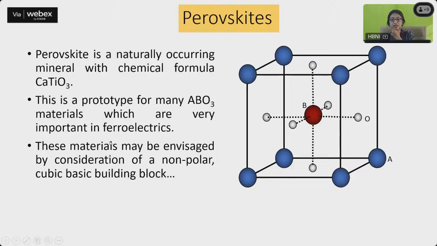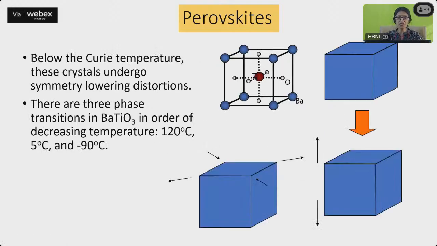So perovskite is one of the prime examples of ferroelectric material. Perovskite is a naturally occurring mineral with the formula CaTiO3, which is calcium titanate. This is a prototype for many ABO3 materials, and these are very important in ferroelectrics. These materials may be envisaged by considering a non-polar cubic based building block. You can see over here, the B material is sitting in the center, all of this is your A, these blue ones, and your oxygen is sitting at the center of all 6 faces. This is the perovskite structure.